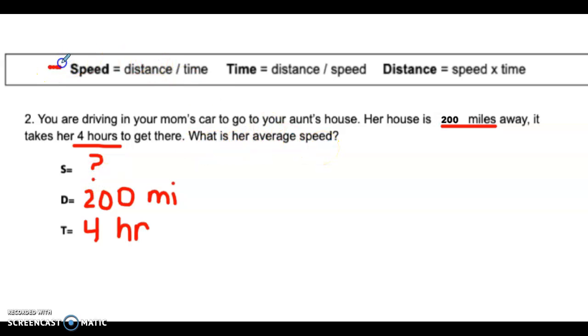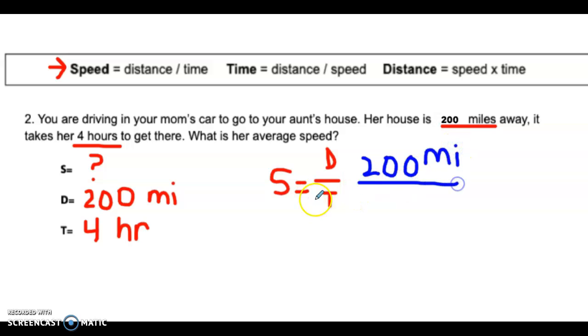So the equation I'm going to use is right here. Speed equals distance over time. I'm going to put that equation, and then plug in my information. For distance, it's 200 miles. And then I will put the time there, which in this problem is 4 hours.